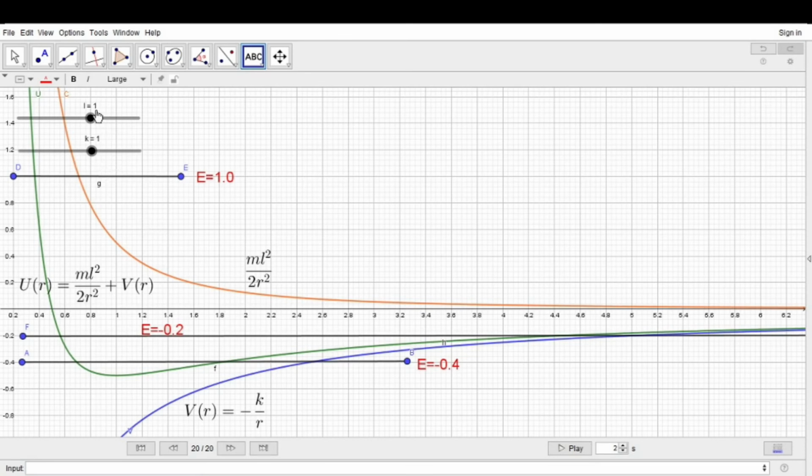We can come back to this maybe later and adjust some of these r and k. Remember, negative k over r was the potential energy, and ml squared over 2r squared was the angular momentum part of the kinetic energy that fits into the effective potential. And we could model some different problems that way. But where the black lines cross the green curve is where the effective potential would be, where the limits would be in r.